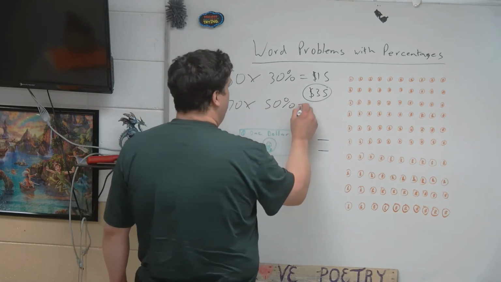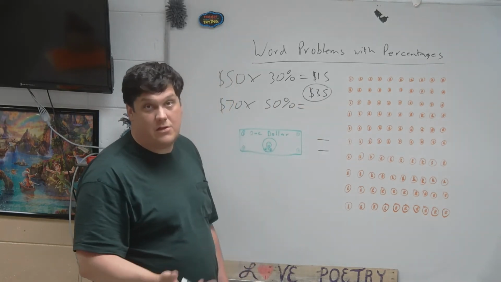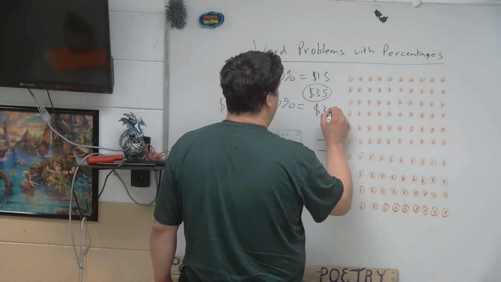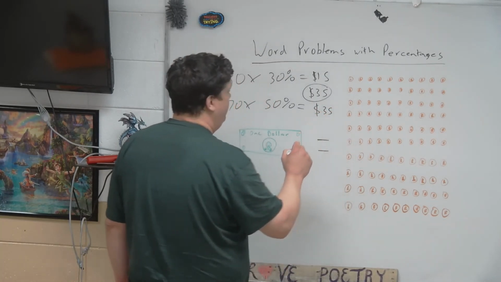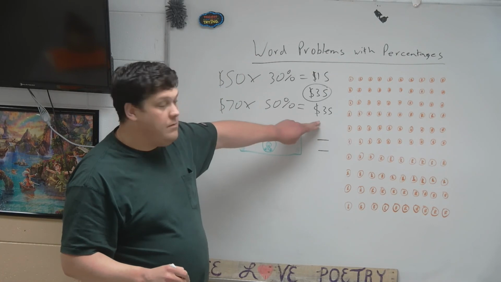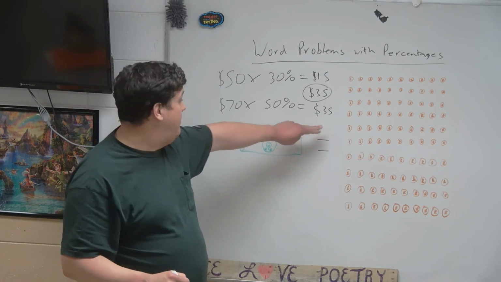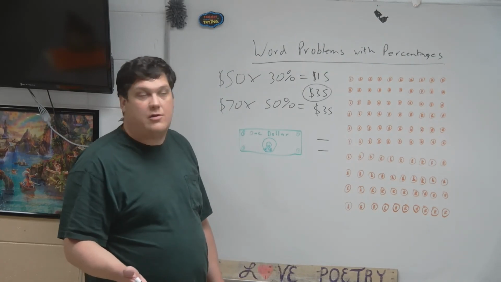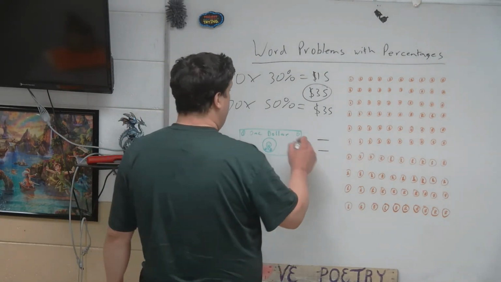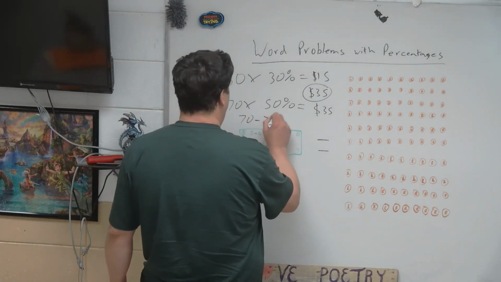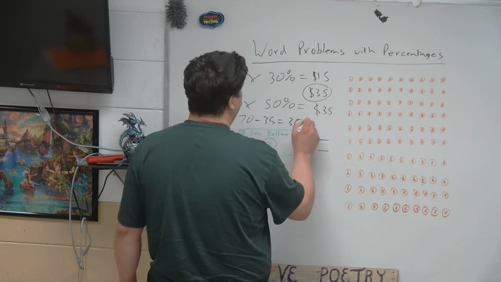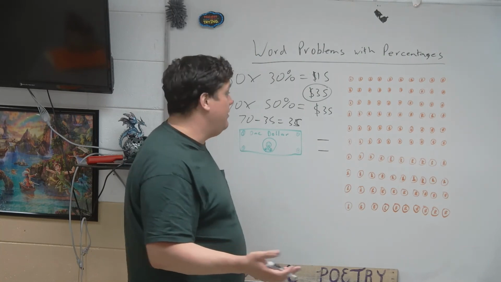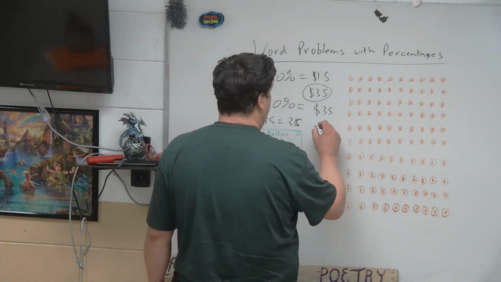70 times 50%, what's half of 70? It's 35. And you can work that out on your own. But so that would be the discount. And 70 minus 35, that's what you would actually pay for the jeans, which is 70 minus 35 equals also 35 because we're talking about half off. So the discount rate and the amount you pay for the jeans should be exactly the same, the discounted amount.